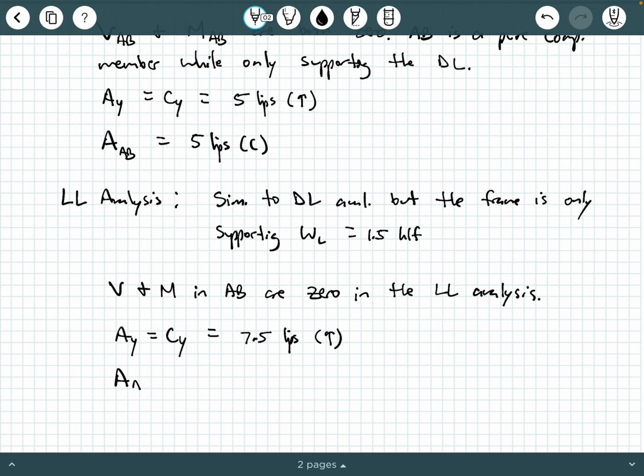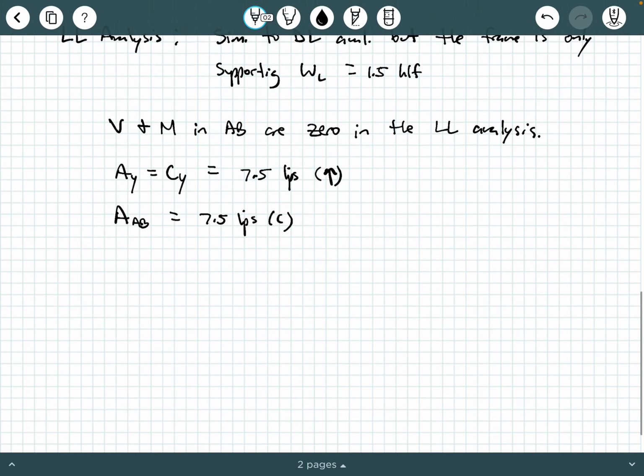Give you an axial force in AB equaling 7.5 kips in compression. So this is an upwards arrow, by the way, here. So that's our live load analysis. Now, again, we're going to do a third analysis. It's going to be our wind load analysis.